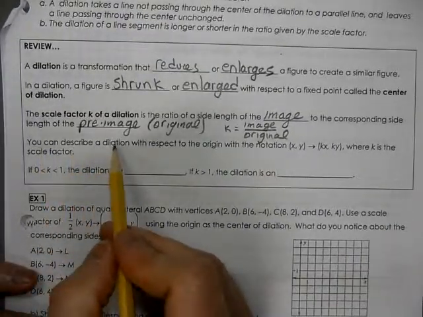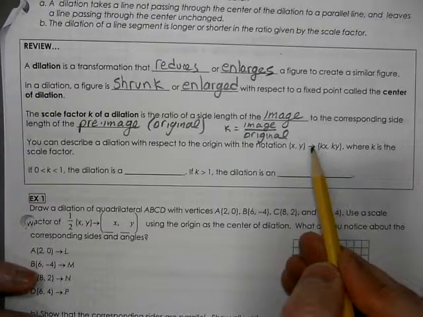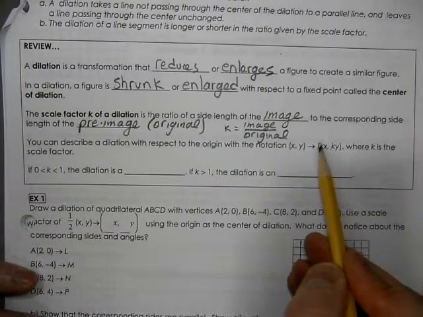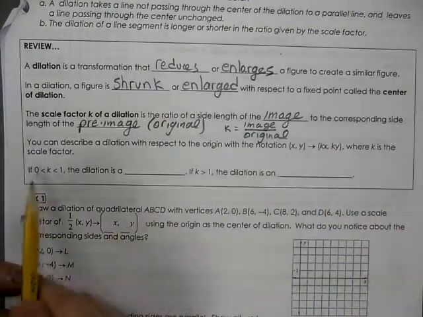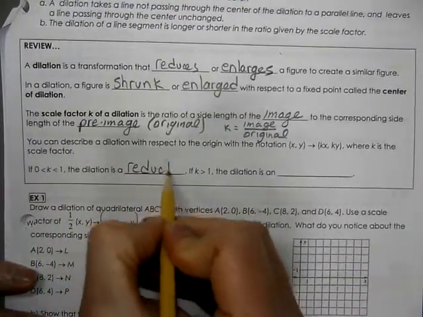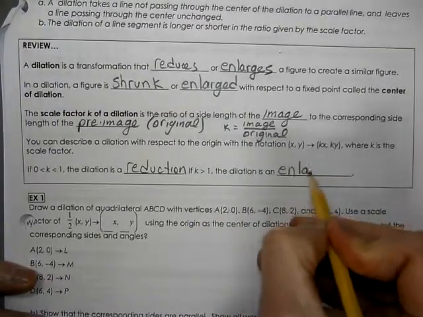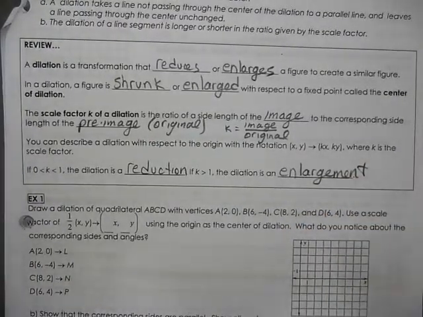You can describe a dilation with respect to the origin with the notation (x, y) turns into (kx, ky). You're going to take your scale factor, which is k, and multiply it to your x and y coordinates. If the k value is between 0 and 1, you're going to get a reduction. If the k value is greater than 1, you'll get an enlargement. So the figure will get larger if you're multiplying by a number bigger than 1. It'll get smaller, of course, if you're multiplying by one less than 1.